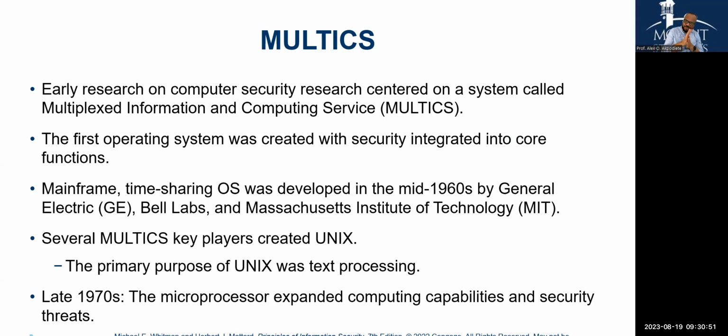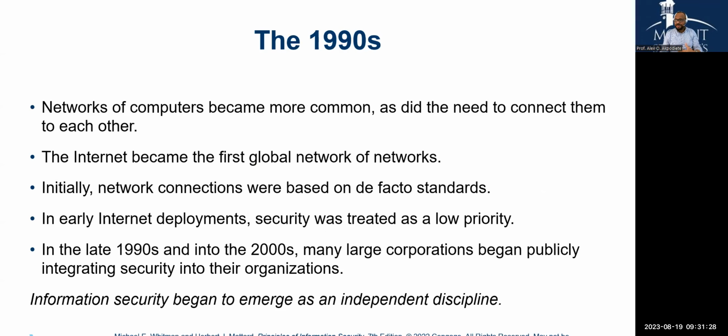So early research on computer security looked at what's called Multics, right? It's interesting that the first operating system back then had security integrated into what we call the core functions. As we started having a time-sharing OS and other things moving from MIT, things started evolving more in terms of InfoSec, right? You see some of the key players. And of course, in that same time period, we started having multiprocessors that were increasing the capabilities and security threats. Later on, we'll talk more about Moore's Law.